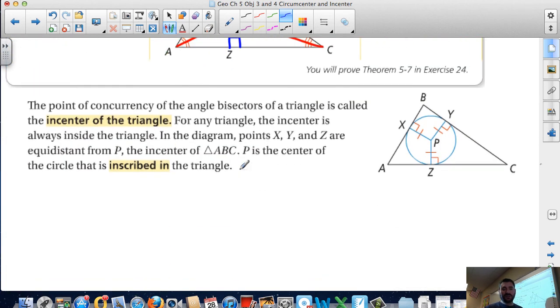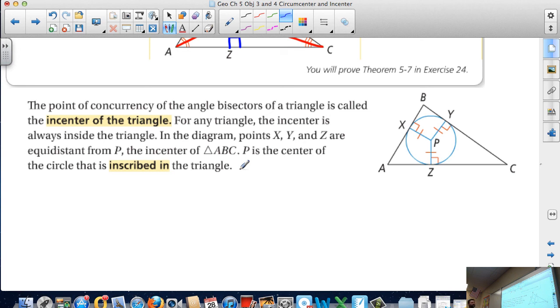So that point of concurrency of the angle bisectors, we call the incenter of the triangle. Okay. Now the incenter will always be inside of a triangle. With the circumcenter, it could be inside the triangle, on the triangle, or outside. Incenter will always be on the inside of your triangle.